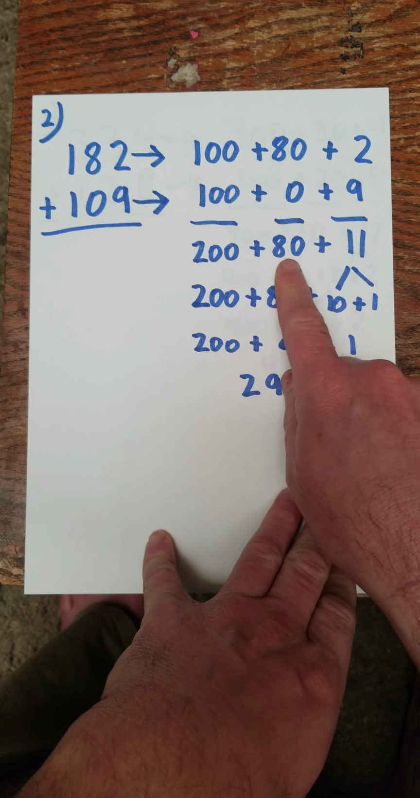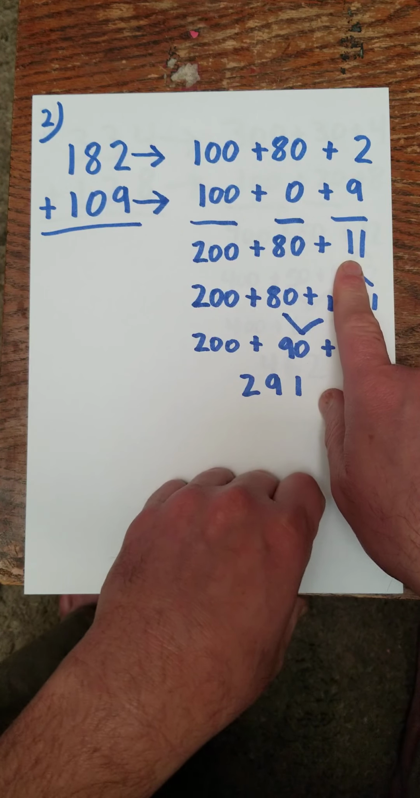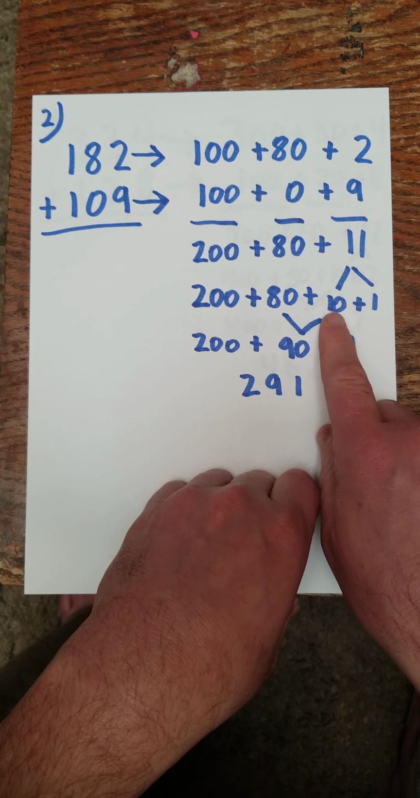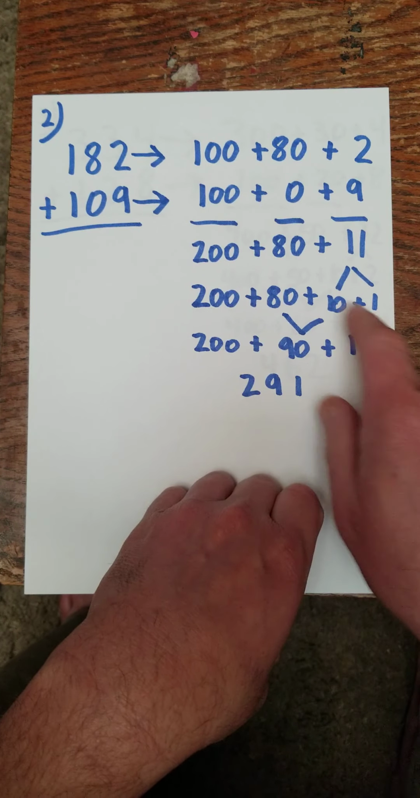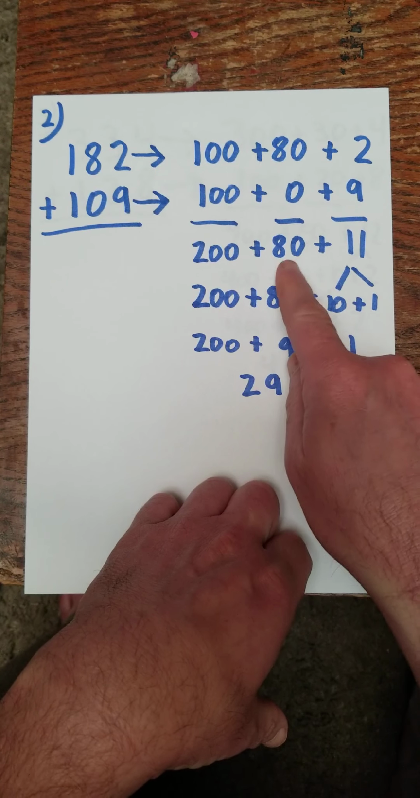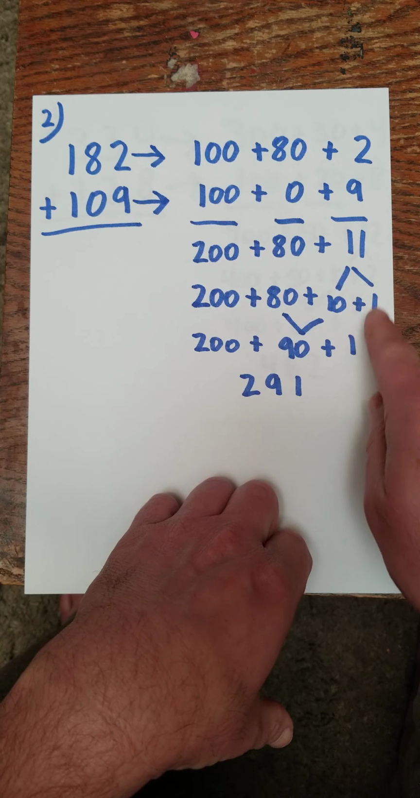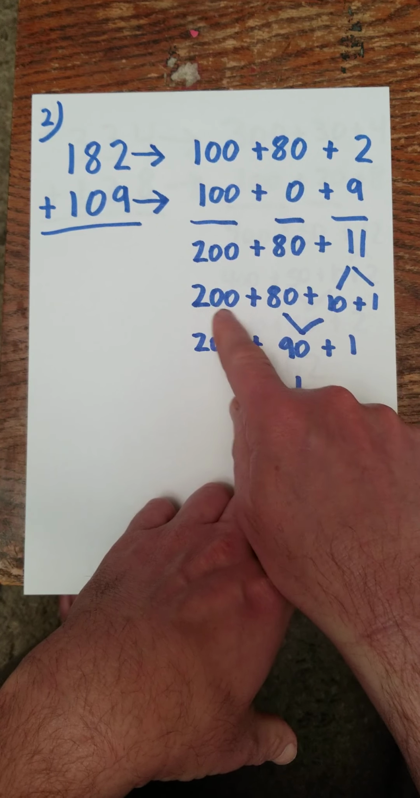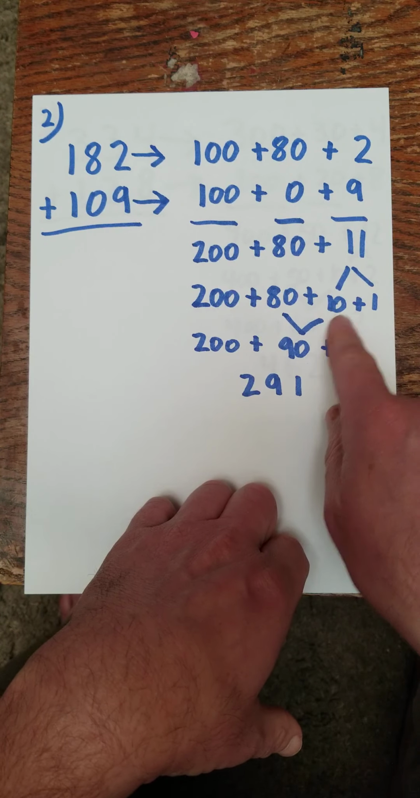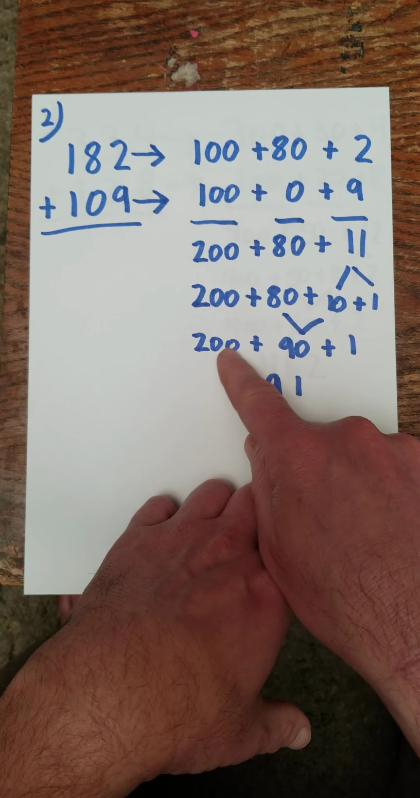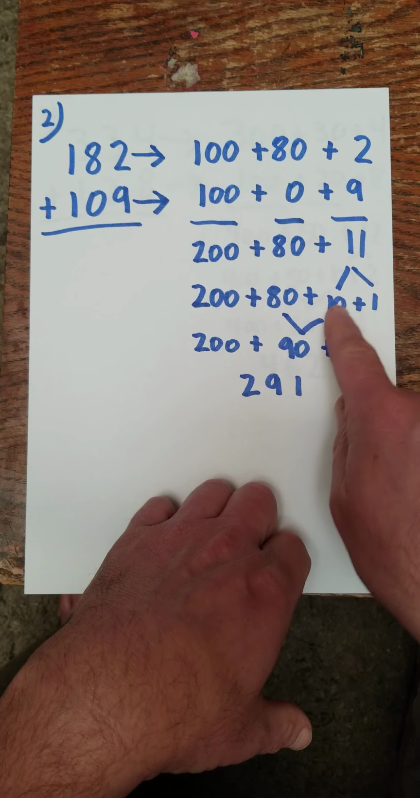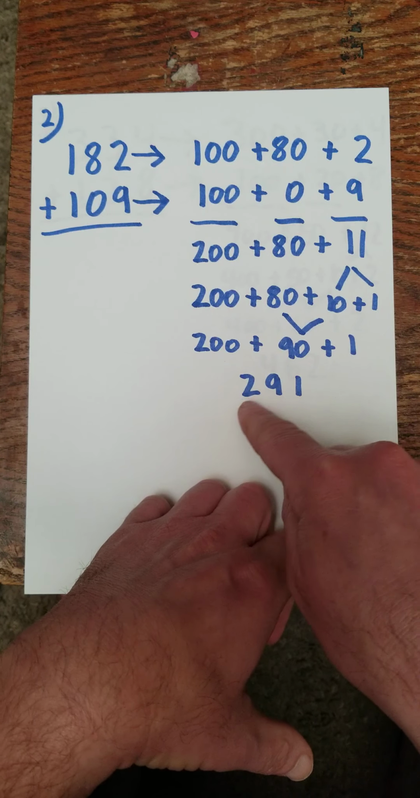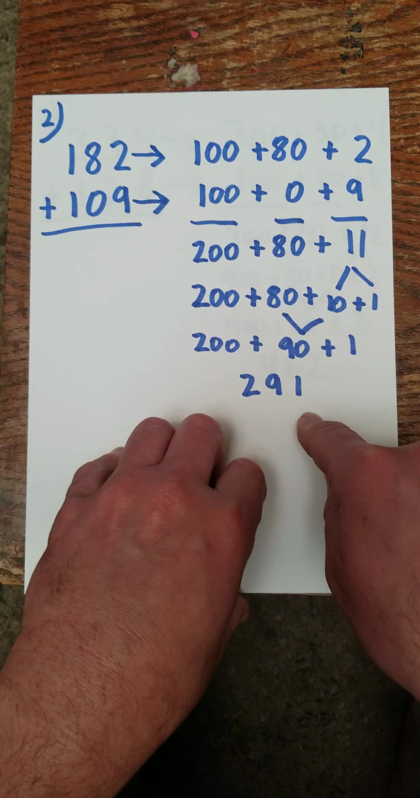So you would have 280, 11, which is not how we read our numbers. So we regroup our 11, which is 10 and 1. So that gives us 200 plus 80 plus 10 plus 1. So put our tens together. 8 tens plus 1 ten would be 9 tens. So 200 plus 9 tens plus 1 would be 291.